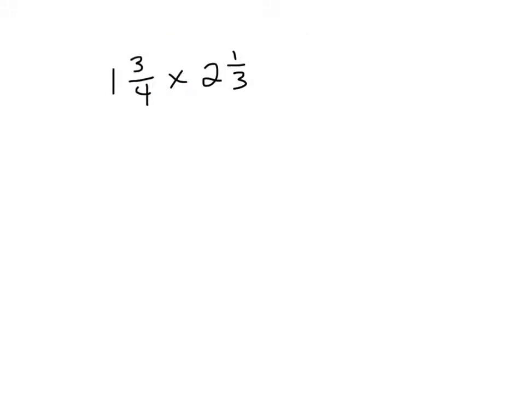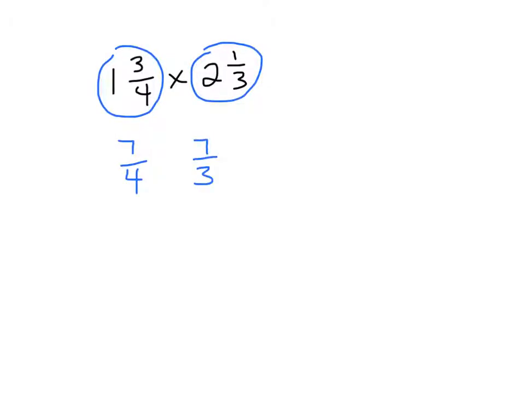As a reminder, if you're given a problem where you are multiplying mixed numbers, you'll need first of all to change each one of these mixed numbers into improper fractions. So 1 3/4 is equal to 7/4. 2 1/3 is equal to 7/3. And now I'm just going to once again go straight across and multiply. 7 times 7 is 49. 4 times 3 is 12.